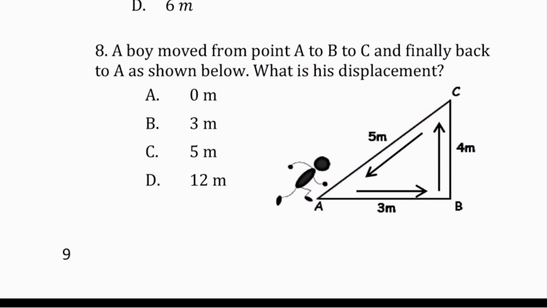8. A boy moved from point A to point C, from A to point B to C, and finally back to A, as shown below. What is his displacement? So the initial position is the same as the final position. That means that the displacement is 0. So the answer is A.